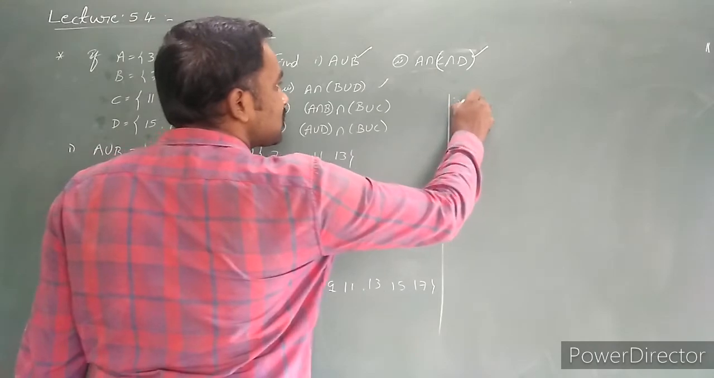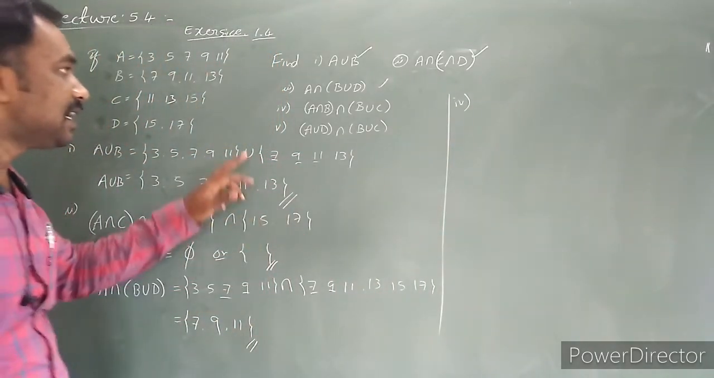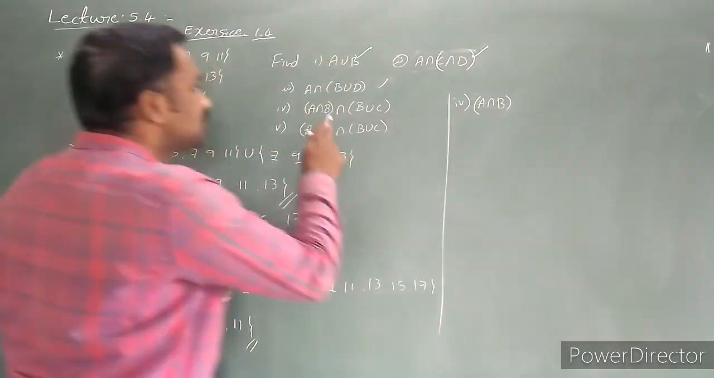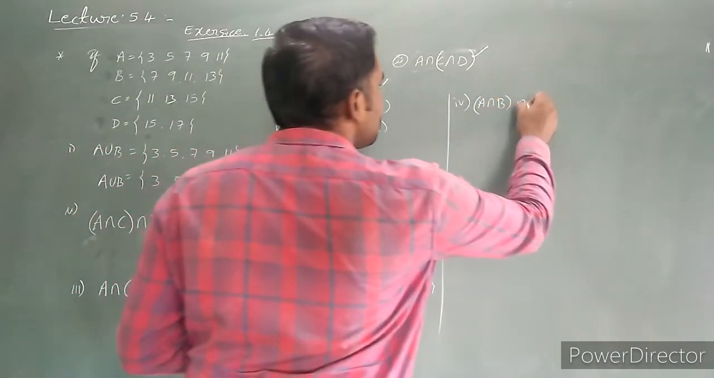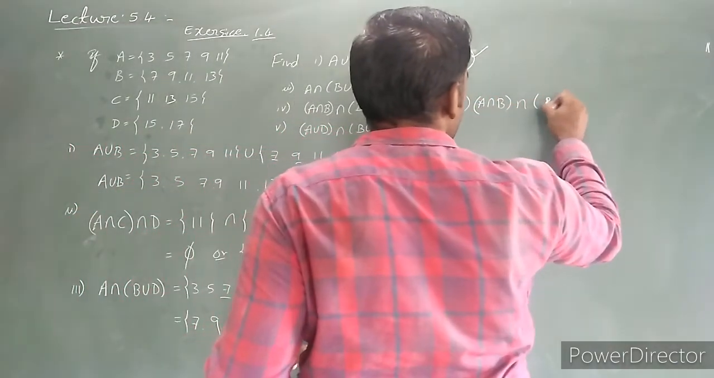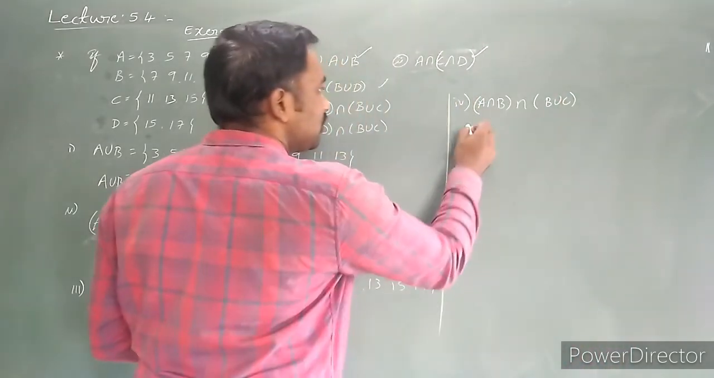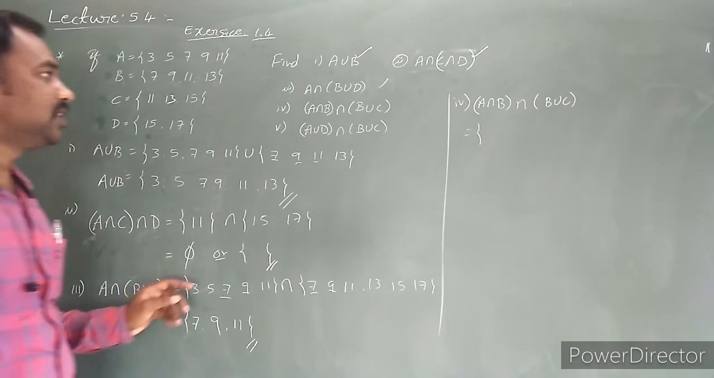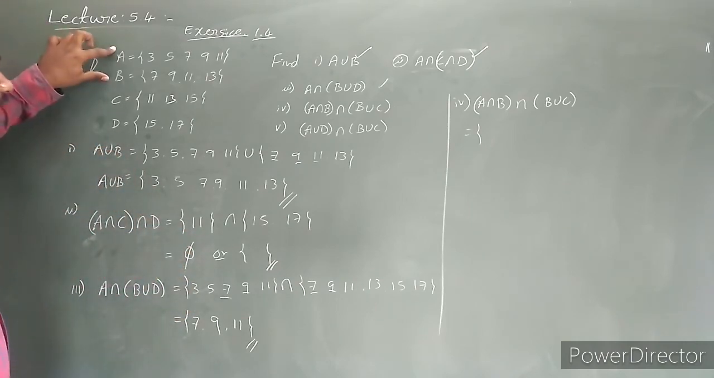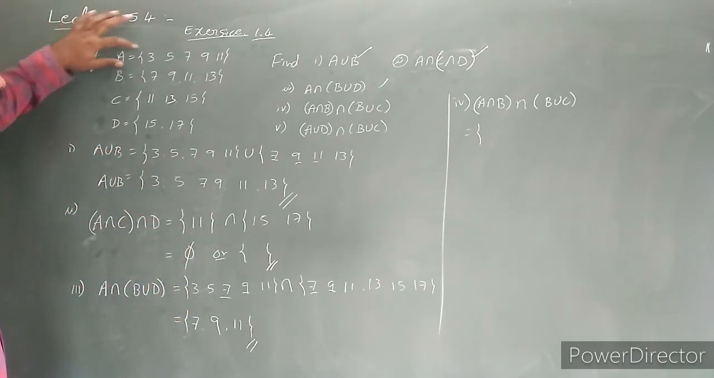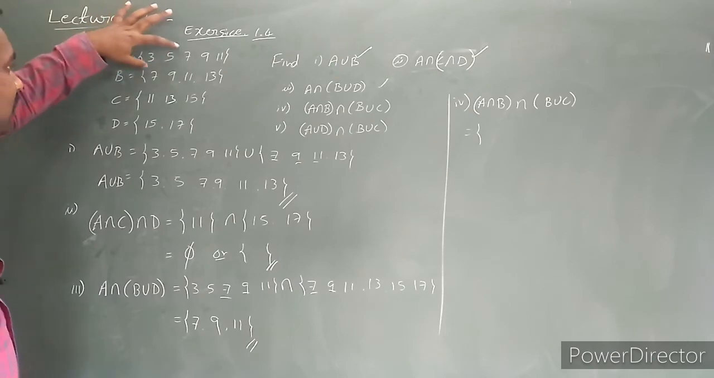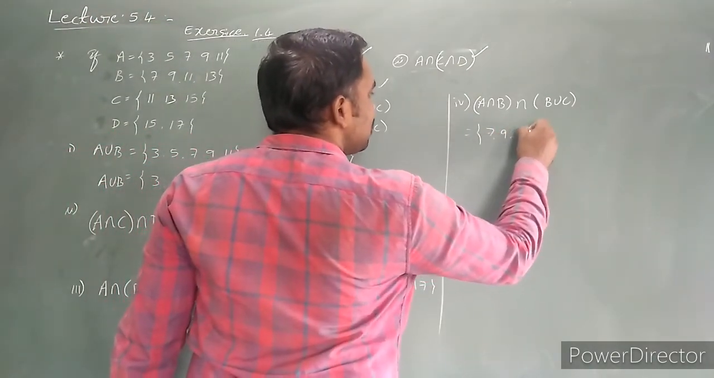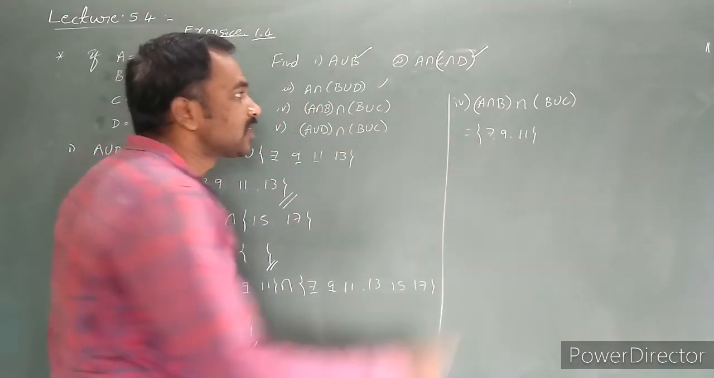Now come to the fourth case. What is the fourth case? A intersection B, intersection B union C. First of all, I just write A intersection B. What is A intersection B? For A and B, the common elements. What are the common elements for A and B? 7, 9, 11. Common elements for A and B are 7, 9 and 11.